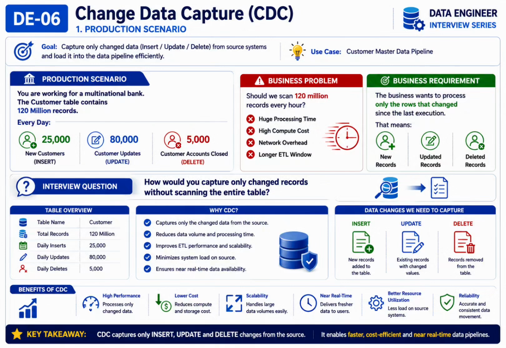So, instead, the business requirement is simple: process only the records that have changed since the previous execution. Those changes include new records, updated records and deleted records. This is exactly the business problem that change data capture, or CDC, is designed to solve. Instead of scanning the entire table, CDC identifies only the changed rows, making enterprise data pipelines much faster, more efficient and highly scalable.